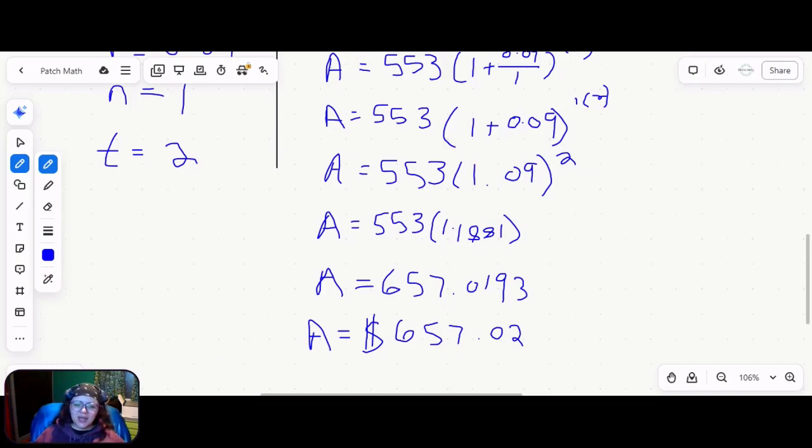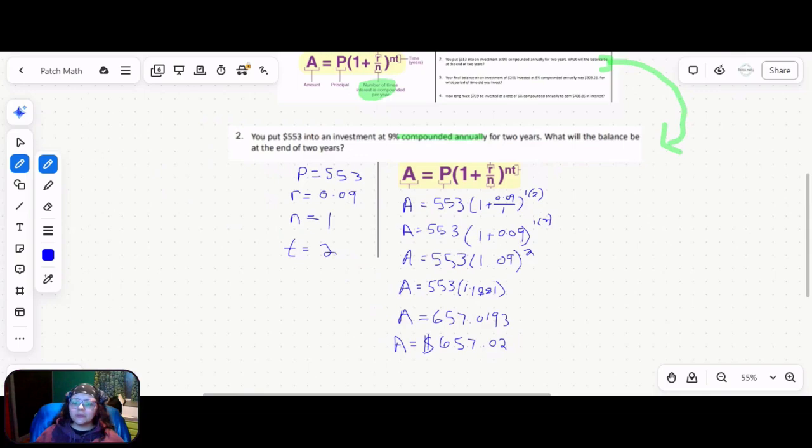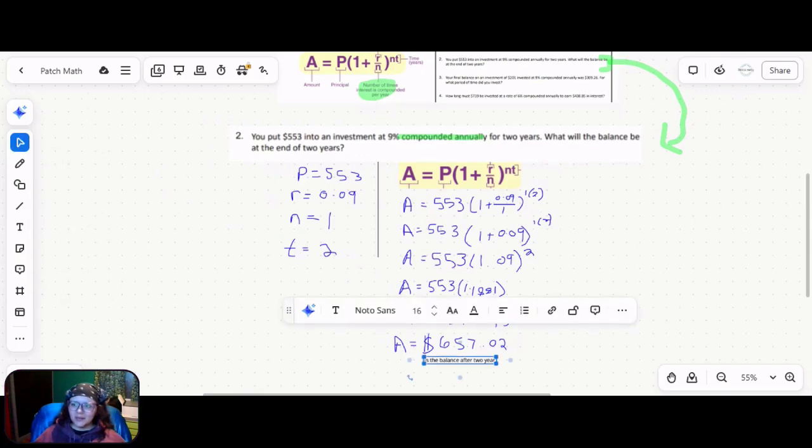In this case, we have completed number 2. And if your teacher is one of those teachers that wants you to have a sentence, that's valid. I mean, it's going to hit you on standardized tests sooner or later. You might as well get used to it now. The balance after 2 years is what I would put there.